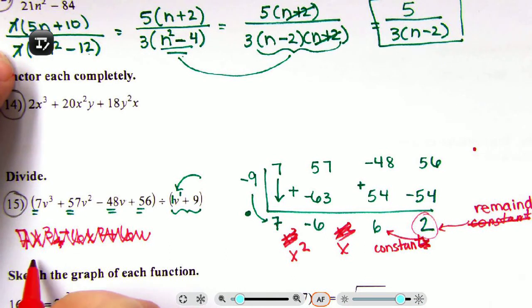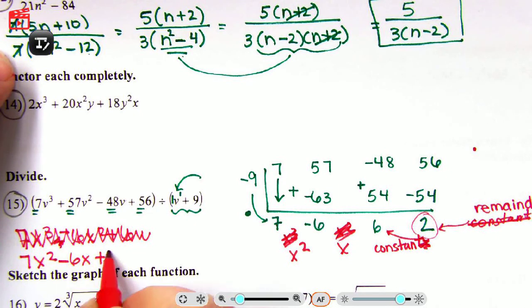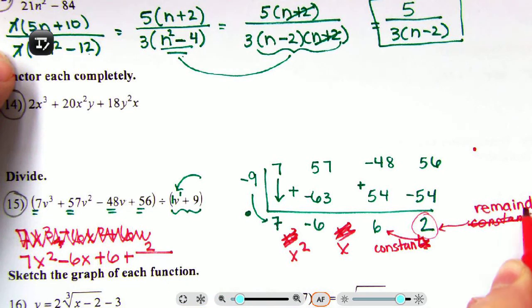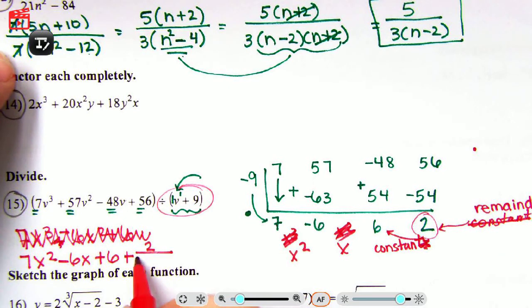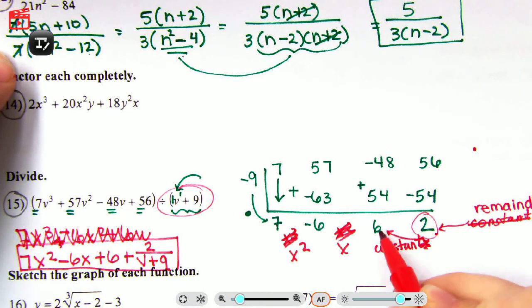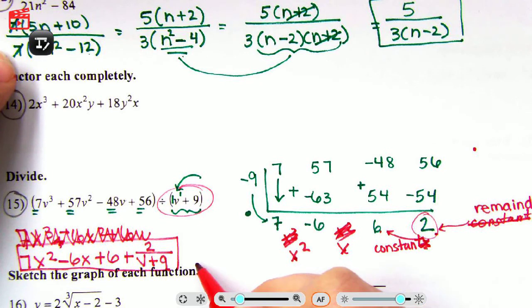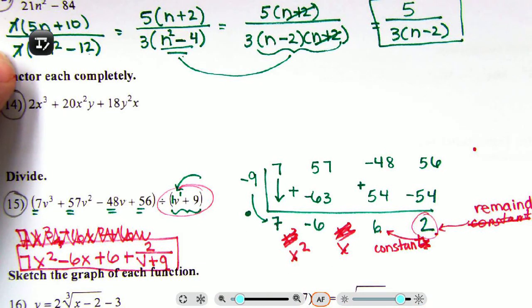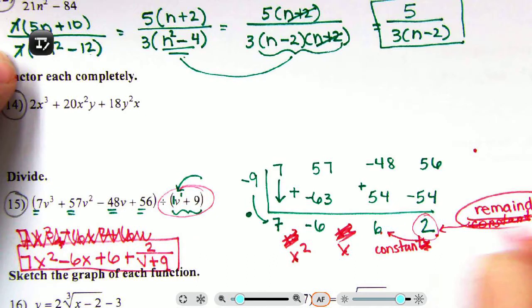So 7x squared minus 6x plus 6, and this is your remainder of 2, and what you're putting the remainder over is this term right here. Sorry about that. So it goes remainder, constant, x, x squared, and if there's more, x cubed, if there's more, x to the fourth, etc. But this is your remainder.